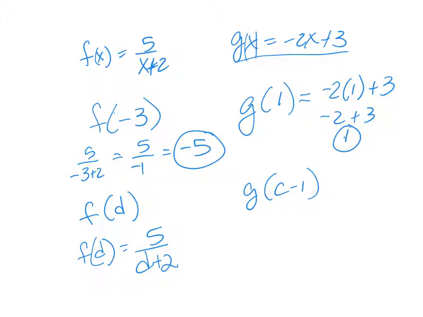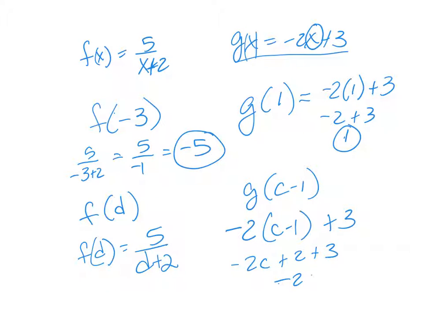Just leave it alone. And how do I find g of c minus 1? What do I do with this c minus 1? You plug it in for the x. I take this negative 2, and I see the x there. I'm going to put a parenthesis in its place. I take the x out, and I put in the c minus 1. In this case, you can clean it up a little bit: negative 2c plus 2 plus 3, which is negative 2c plus 5. So if you can clean it up algebraically, you do. If not, you leave it alone.